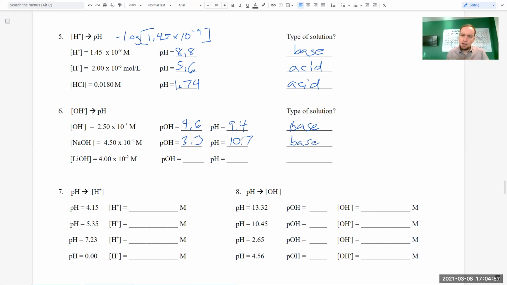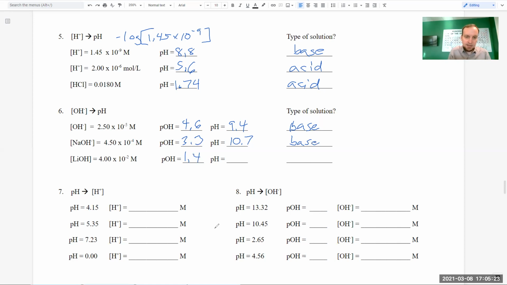But it would be not quite, but 10 times more basic than the first one, but not quite that far. The next one, negative log of 4.00 second E negative 2 parentheses, I get 1.4. Notice again, this is really starting to stray further and further away from 1.